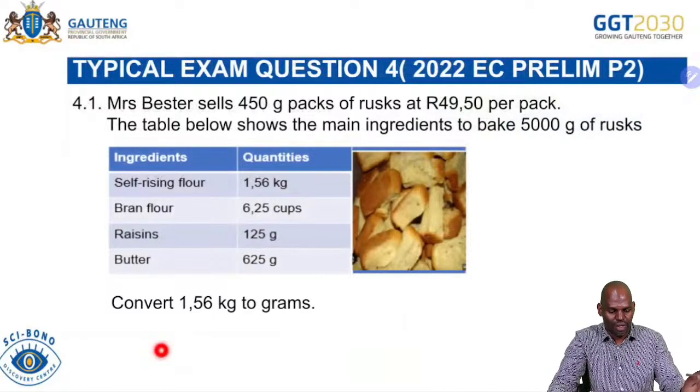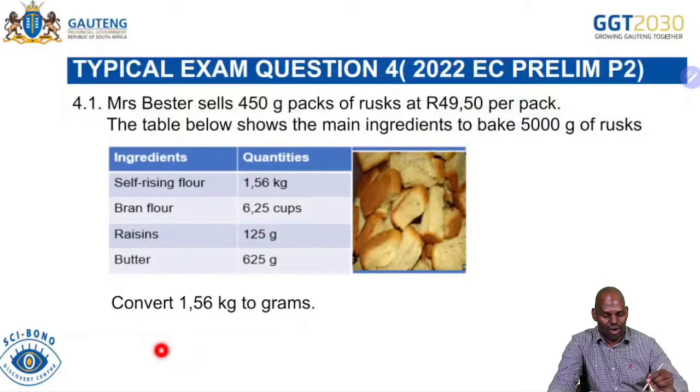Okay, then the next one is: Mrs. Bester sells 450 gram packs of rusk at 49 Rand 50 per pack. The table below shows the main ingredients to bake the 5,000 grams of rusk. So convert the 1.56 kilograms to grams. We've got the self-raising flour, which is 1.56 kilograms, so we need to convert it.